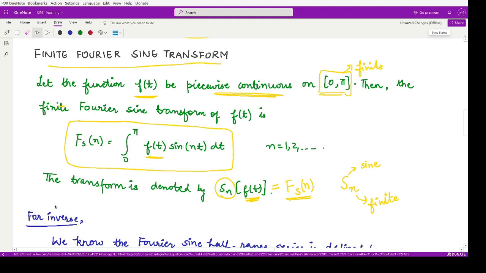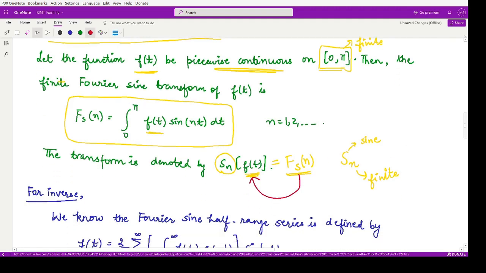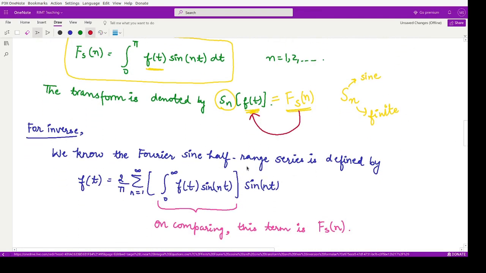For calculating the inverse, we want to move from this function back to the function f of t. For that we again need the Fourier sine half range series. In this case, the Fourier sine half range series. Why this is required, you will see in a moment, because we are taking the sine term here, that means we'll also take the Fourier half range sine series in this term.